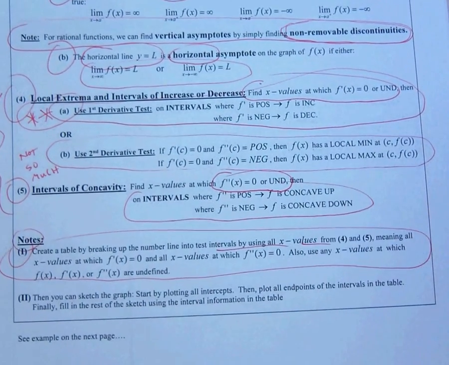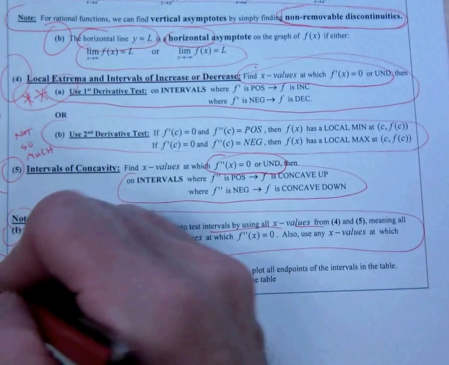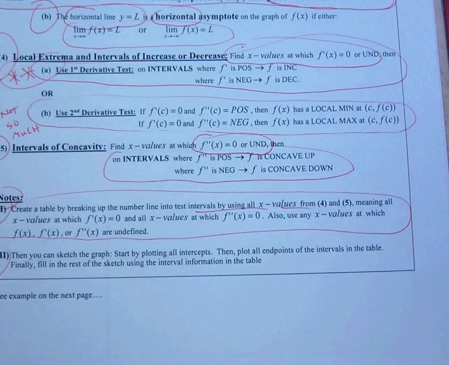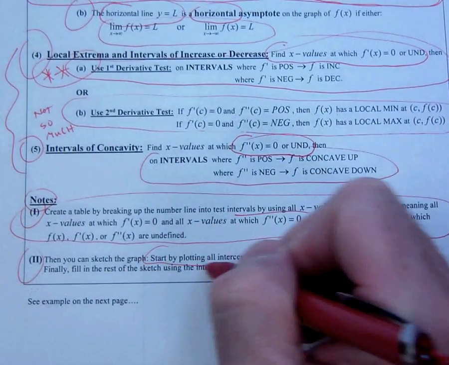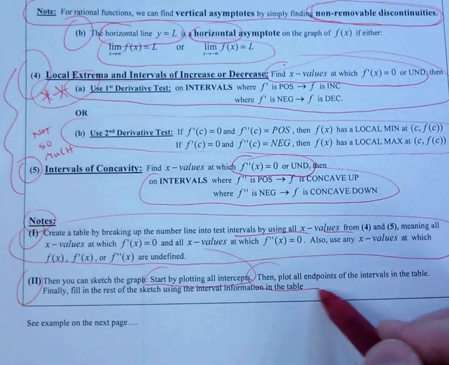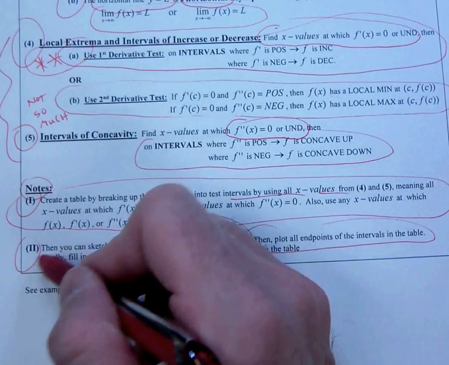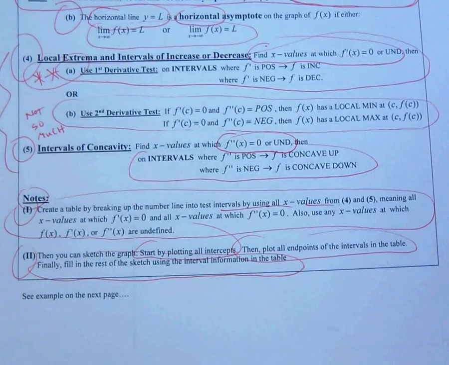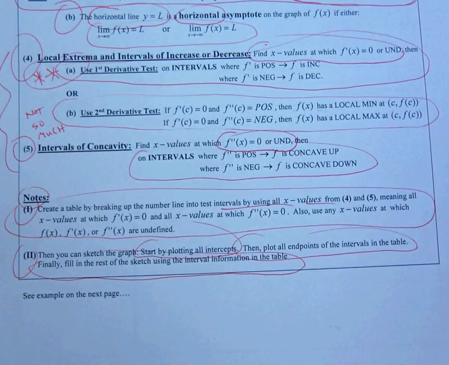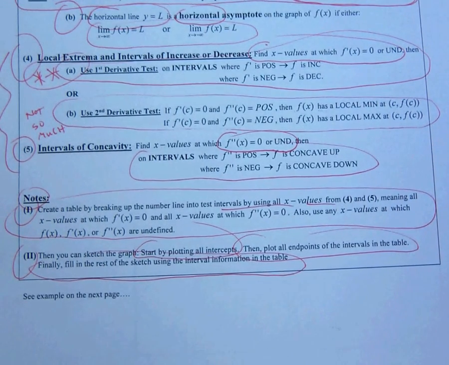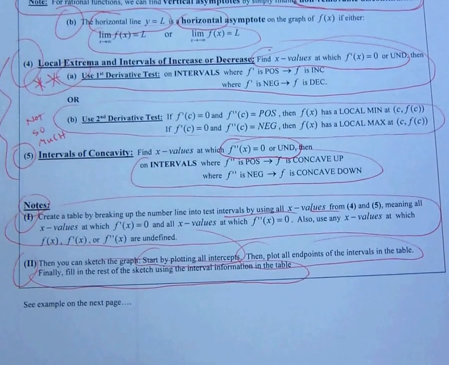Okay? All right, then number 2, you can sketch the graph by plotting the intercepts, plot all endpoints of the intervals, and then finally fill in the rest of the sketch based on the information you get in your table. Okay, so that's what we're going to be doing in our last couple examples.